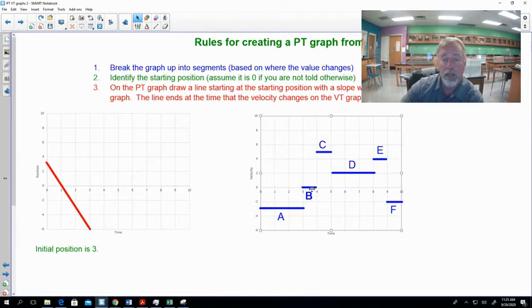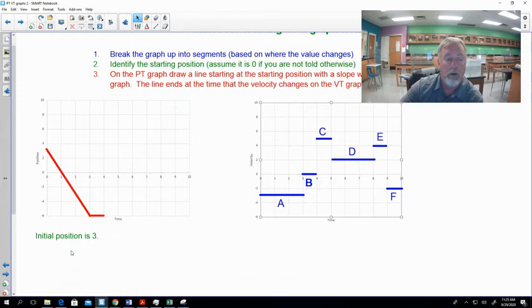We look at segment B. It's 0 for its velocity, so that means our slope on our PT graph is going to be 0. And there we go. Now, if I want to do this more mathematically, I could do it like this.